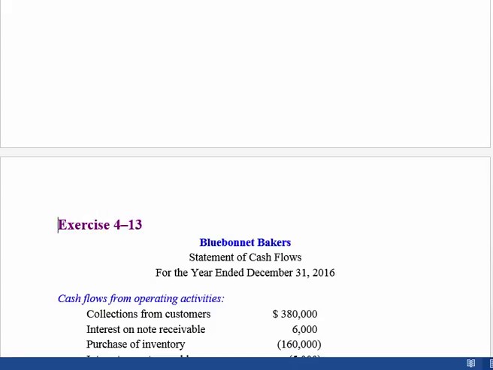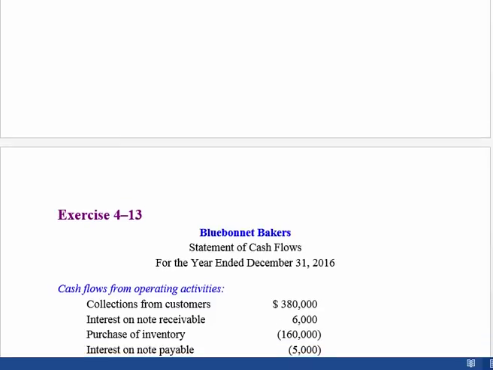Okay, interest on a note payable, we've taken care of that one already. Or excuse me, that is an operating activity. We took care of the interest on note receivable. We haven't taken care of interest on note payable yet. And interest is always an operating activity. It's going to be a negative 5,000.